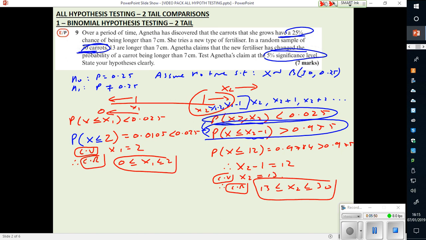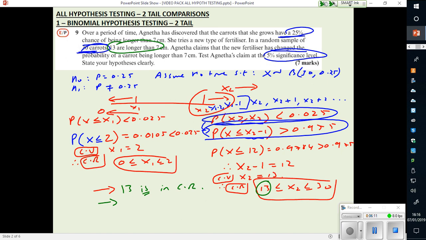So we've got our conclusive steps then. So they found that 13 were longer than 7. 13 is in the critical region. So 13 were longer, and 13 is in the critical region. So you first say 13 is or is not in critical region. Our second line is the contextual side.